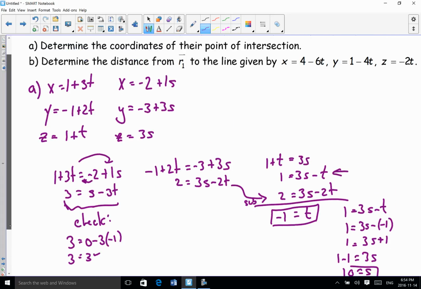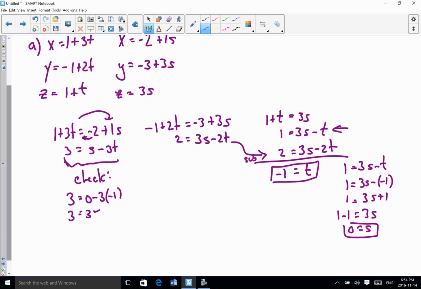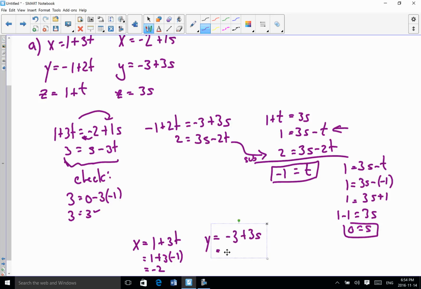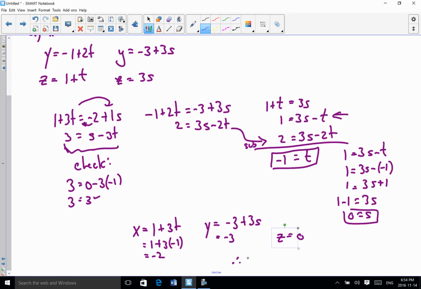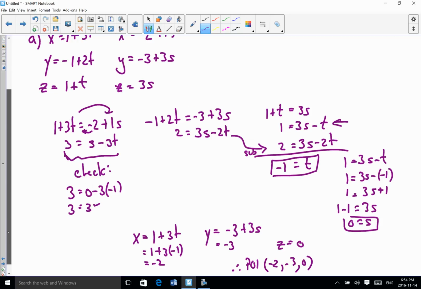Our question now is, what's the point? So, your choice, pick any of your x's, which is like 1 plus 3t, but we know what t is, right? So 1 plus 3 times negative 1. In other words, x is negative 2. Y, your choice, you get to pick the s's. So I'm going to use the s one this time, which is kind of nicer, right? Because s is 0, so I just get negative 3. And z is 3 times s, which is 3 times 0, so z is 0. So therefore, our POI is negative 2, negative 3, and 0. Okay, that's all of part A.